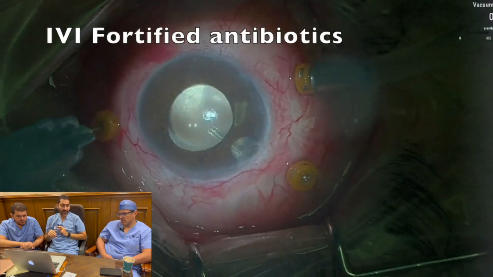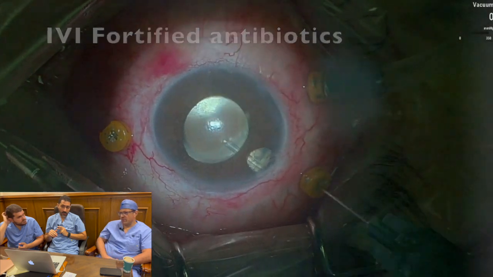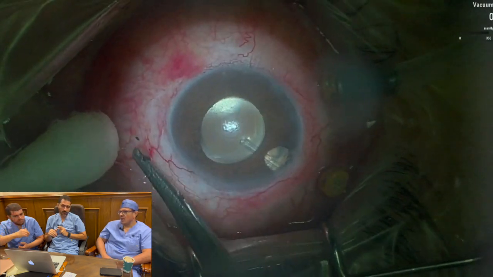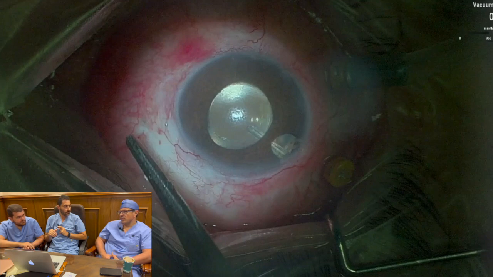And you inject that at the end of the surgery? Yes, I like what you're doing, and that's what I do. I inject from one of the trocars at the end. Usually I would leave air, but still I would inject the same dose.